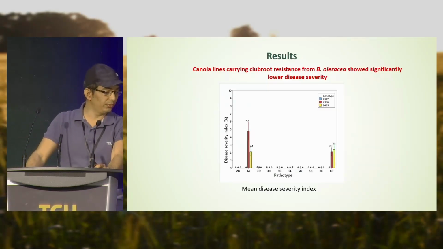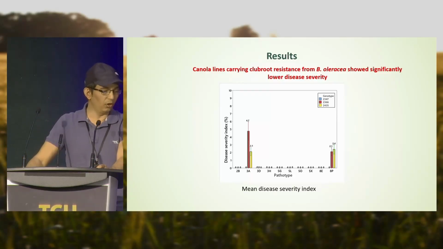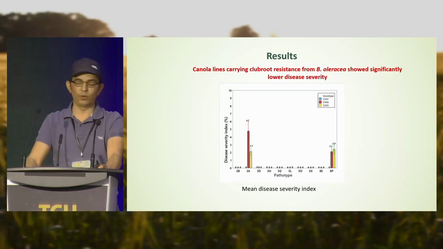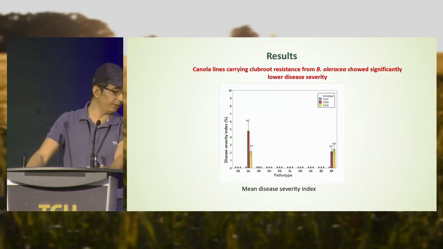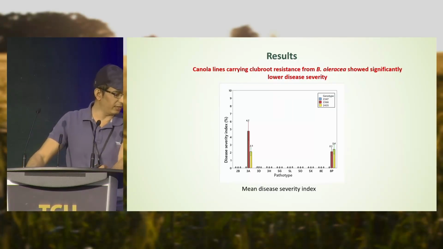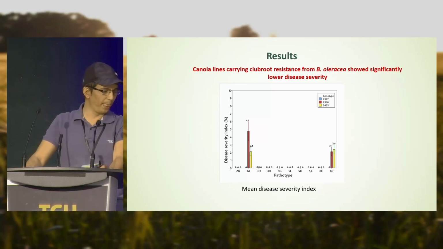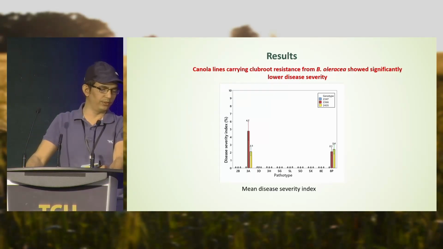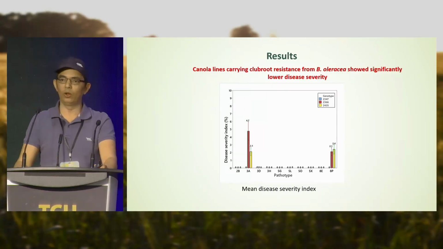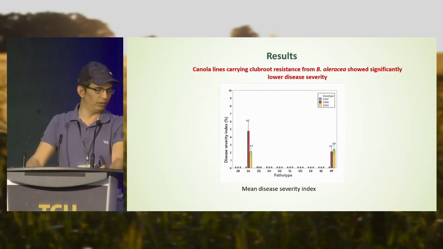Our results were quite interesting. Canola lines carrying clubroot resistance loci from Brassica oleracea showed significantly lower disease severity. As you can see in the figure, the y-axis represents disease severity in percentage, and on the x-axis we have 10 different pathotypes. The disease severity across those 3 genotypes is almost close to 0. It indicates that those resistance loci from Brassica oleracea provide broad spectrum resistance against all these pathotypes.